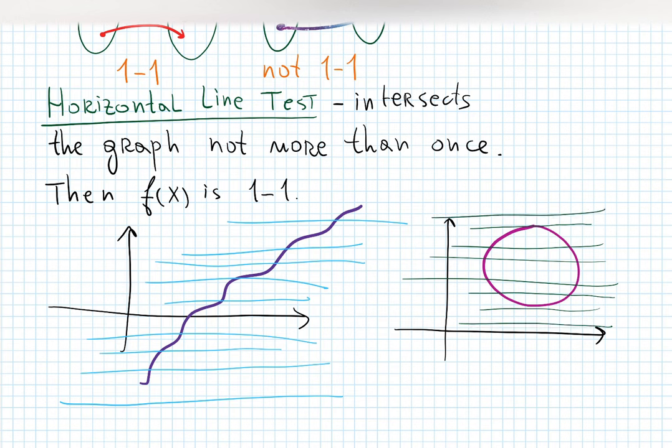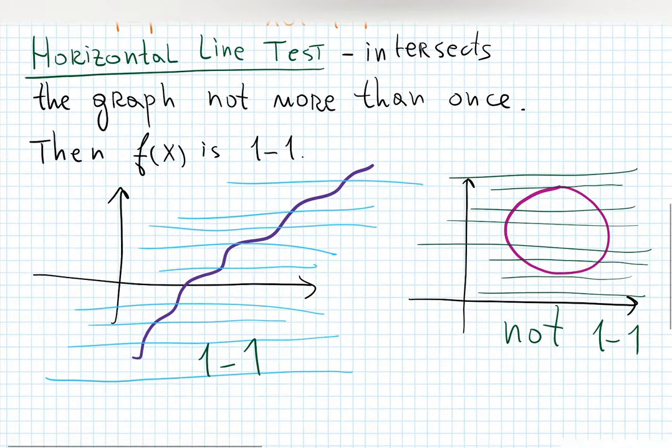But the twice is a bad idea. So not 1 to 1. 1 to 1. That's jump discontinuity. What about jump discontinuity?